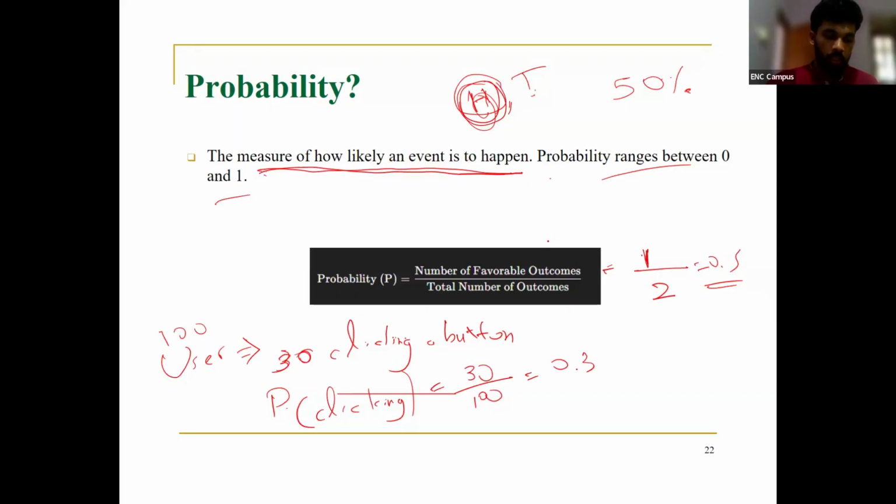So why is probability needed in statistics? Sorry, why is probability needed in data analysis? Our subject is data analysis. Probability is basically the likelihood of an event happening. In other words, it allows us to make predictions.